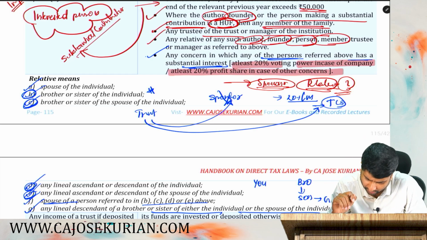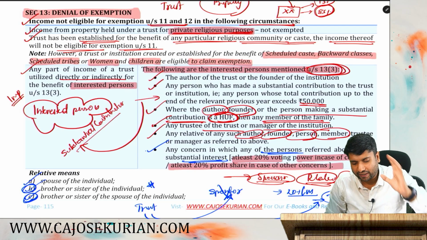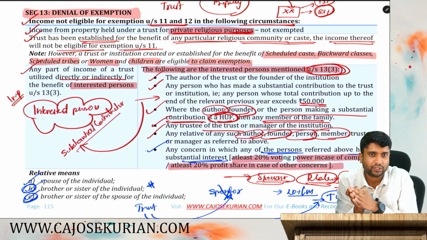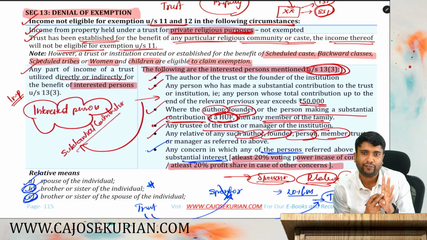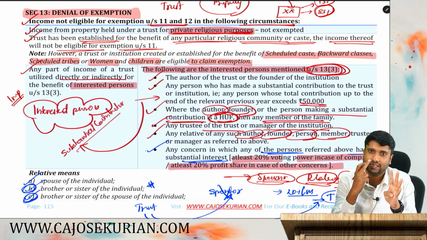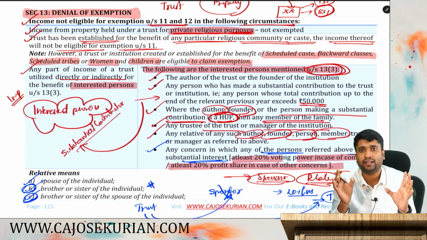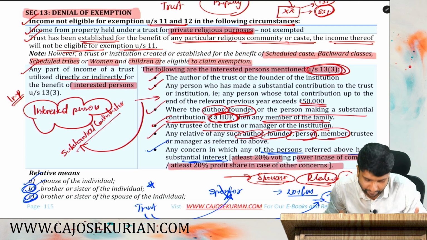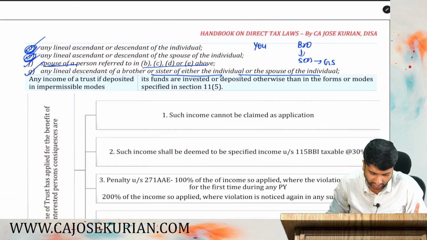Now you tell me, what if you are a trust and you are spending something for the benefit of an interested person? You will not get the benefit of accumulation and application. That entire accumulation and application concept is thrown away. Are you with me?